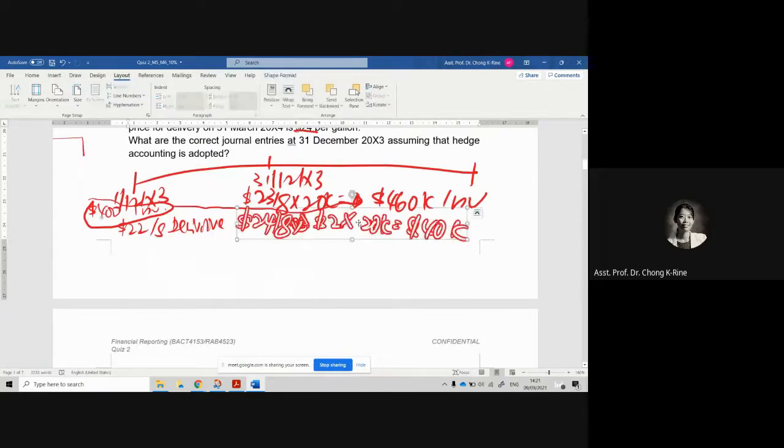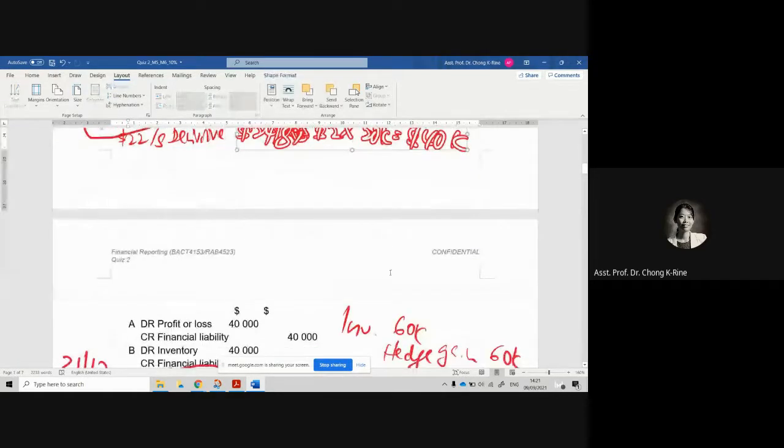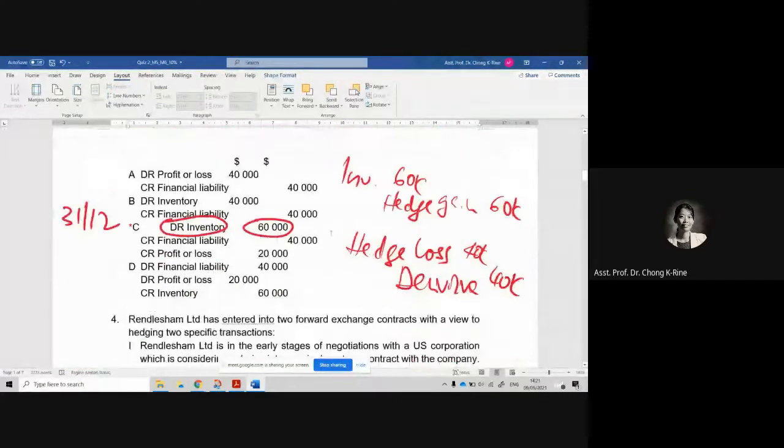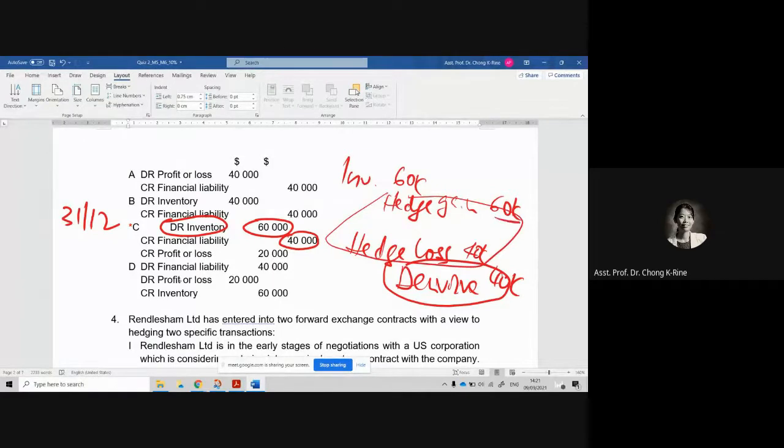Times 20,000 units of oil or something. So you just combine it together. You see, I want to credit my derivative 40,000, right? So I credit my derivative. It is a derivative financial liability, and then this one I net it off. Credit side 60,000 minus debit side 40,000 is equal to credit side 20,000.